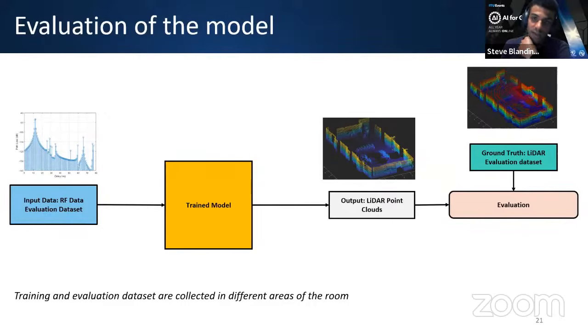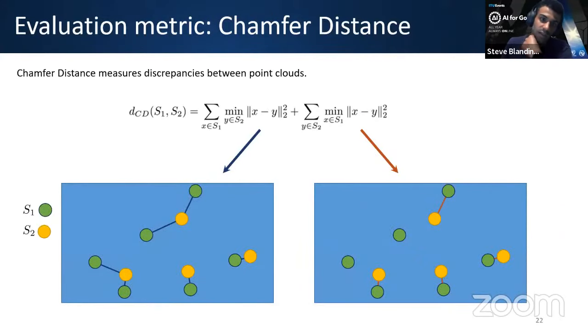So the evaluation metric that we use is the chamfer distance. It has been used to measure the differences between point clouds. It's basically a sum of two distances. If we have two point clouds that we want to compare, for example the green and the yellow, what we need to do first is to solve a matching problem, that is, what is the closest yellow point to the green. So we will do a minimum search over each green point and find the closest yellow point. And after we find all those distances, we just sum over those distances.